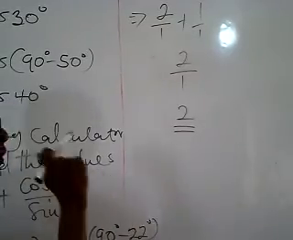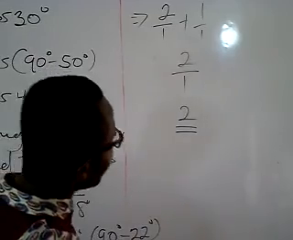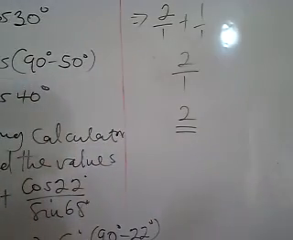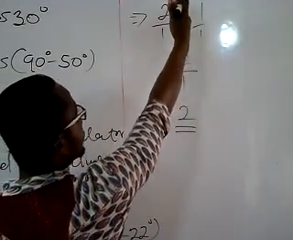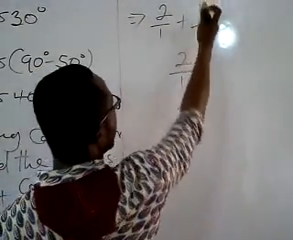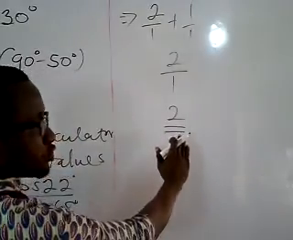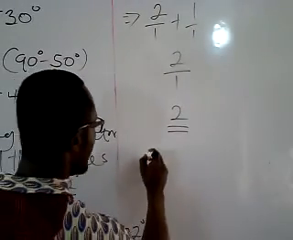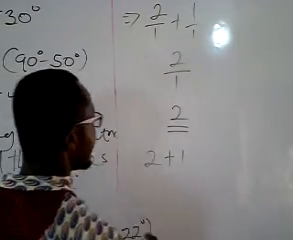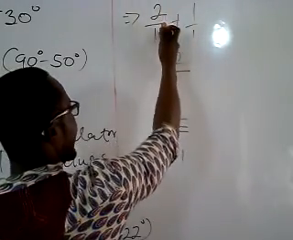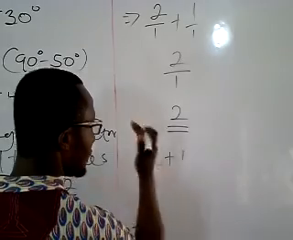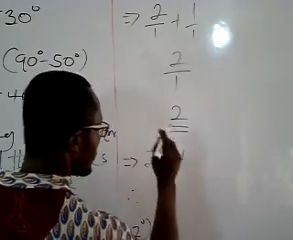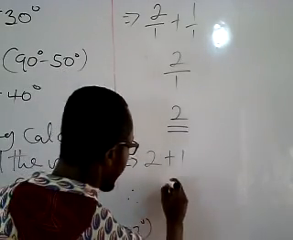Sorry for a wrong calculation made here. We can make some corrections. So 2 over 1 plus 1 over 1 isn't 2, but it is 2 plus 1, because 2 over 1 is the same as 2, and 1 over 1 is the same as 1. So therefore 2 plus 1 will give us 3.